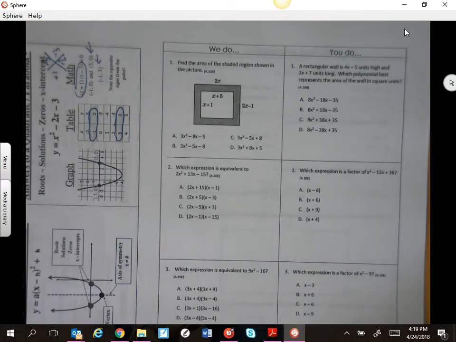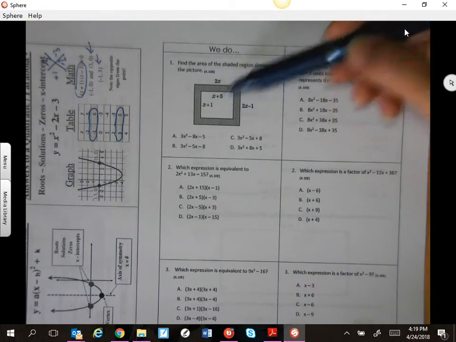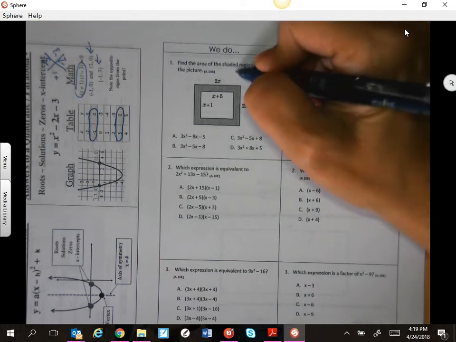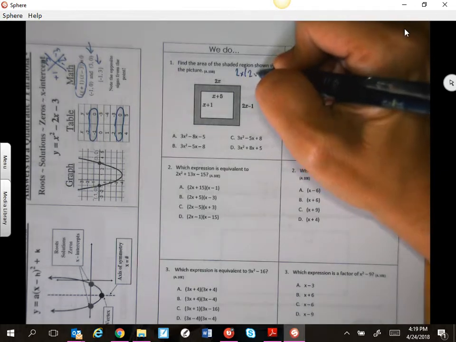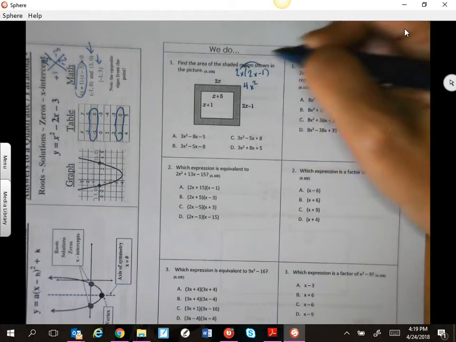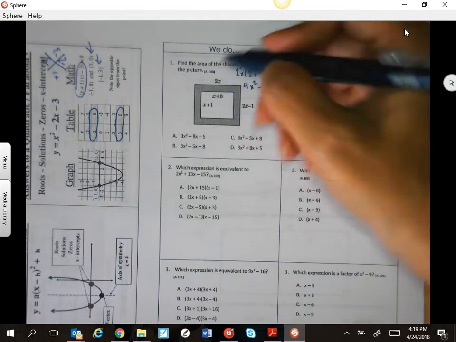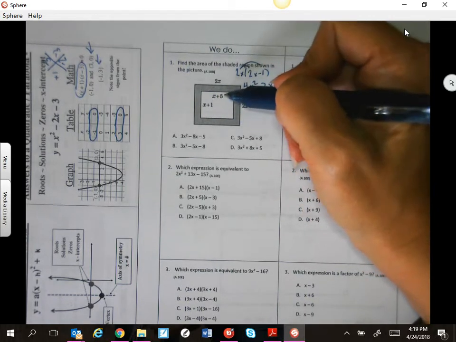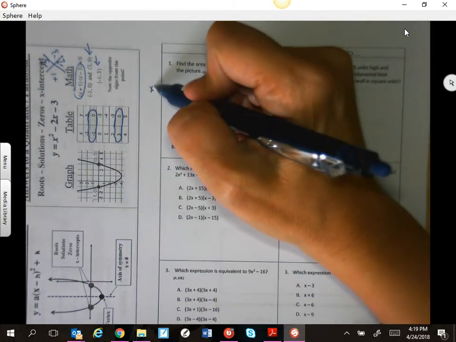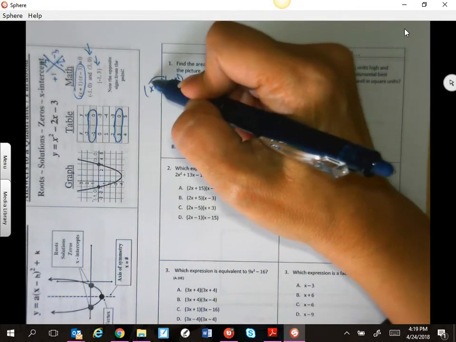It says find the area of the shaded region in the picture. So we know we have to find the area of the whole thing and the area of the middle, and then we're going to have to subtract them. So I'm going to have to do 2x times 2x minus 1. So 4x squared, because I'm distributing, minus 2x. If I do box, you can do box, you can do FOIL, you can multiply x plus 5 times x plus 1. I'm going to go ahead and do FOIL.